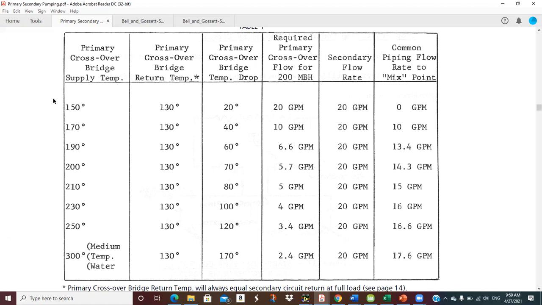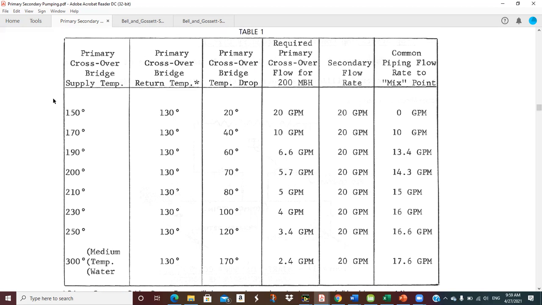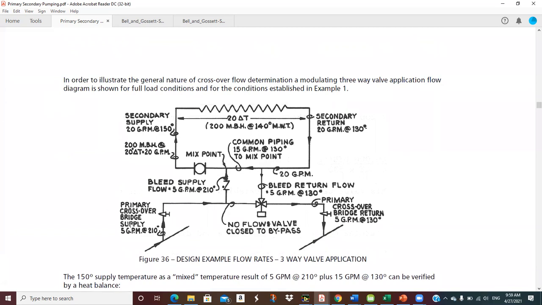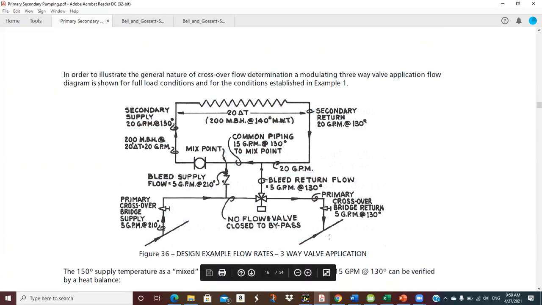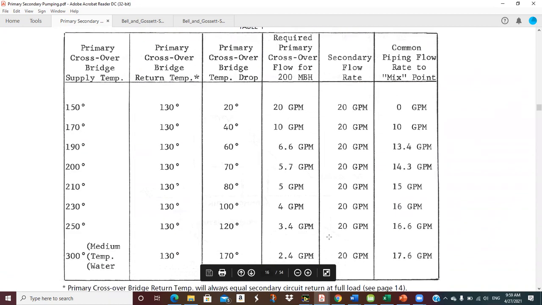And I would need all 20 GPM from my primary. So if I go back up, say this was circulating at 150, then I'd have to have 20 GPM. I'd pull it up here, and then I'd pull it up in here when I need my design capacity, and it would circulate around and 20 GPM come back down and into the return, okay? But as I go up in temperature, if I go to 170, then my primary crossover bridge drop is 40. And I only need 10 GPM, which means I have downsized my primary system a little bit.